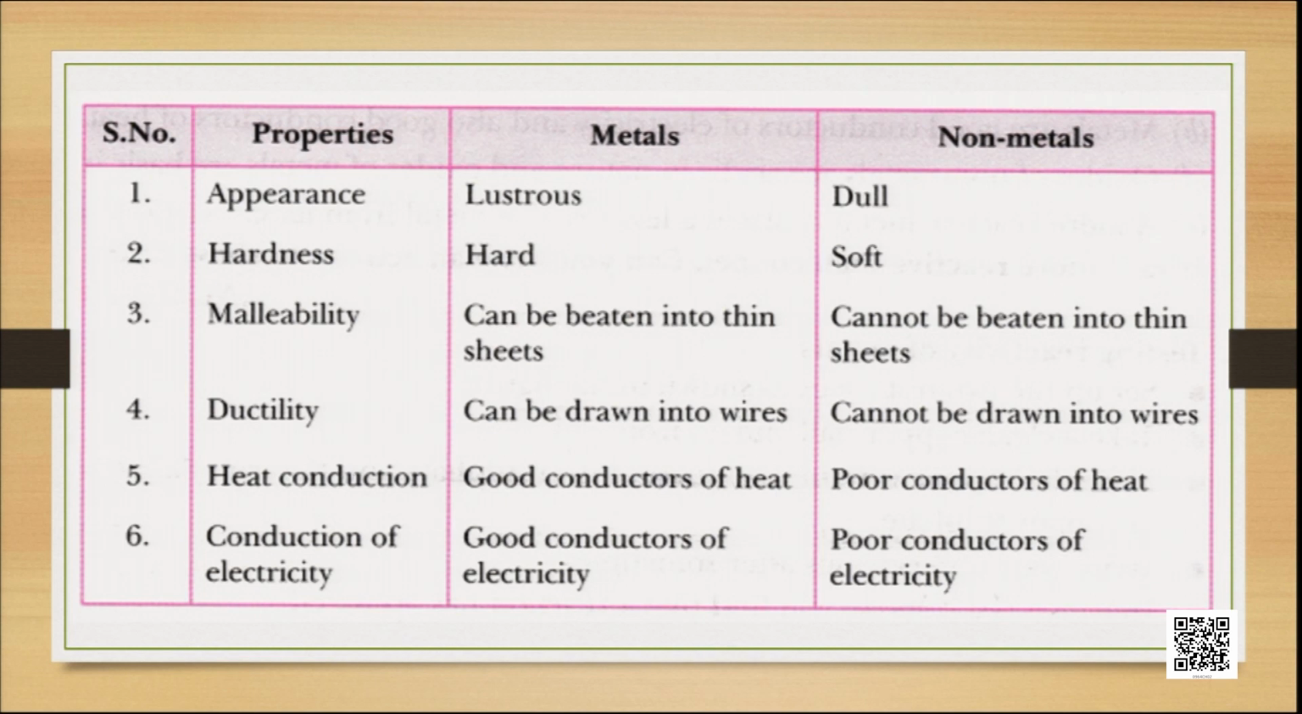Coming to the second property, hardness. Metals are generally hard. That means you cannot cut metals into pieces with the help of simple cutting tools. For example, with a knife you cannot cut iron.